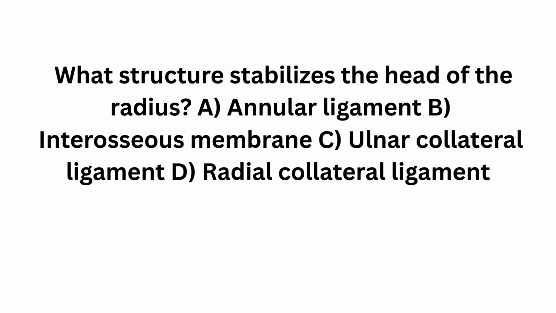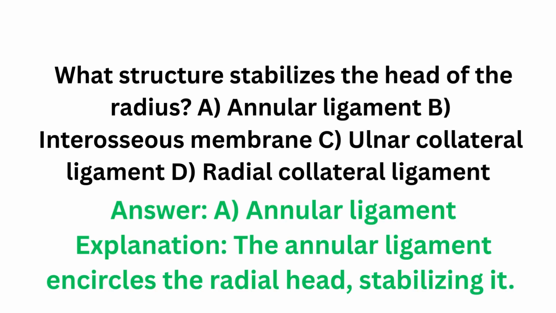MCQ 16. What structure stabilizes the head of the radius? A. Annular ligament. B. Interosseous membrane. C. Ulnar collateral ligament. D. Radial collateral ligament. Answer. A. Annular ligament. Explanation. The annular ligament encircles the radial head, stabilizing it.